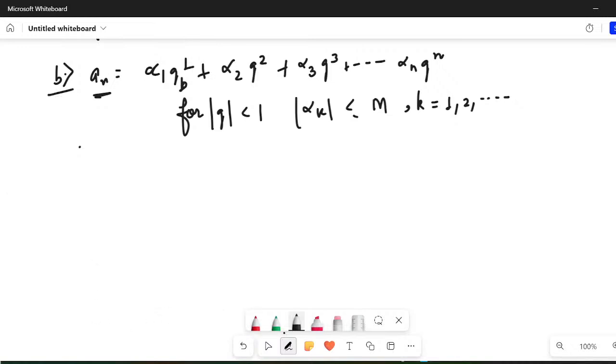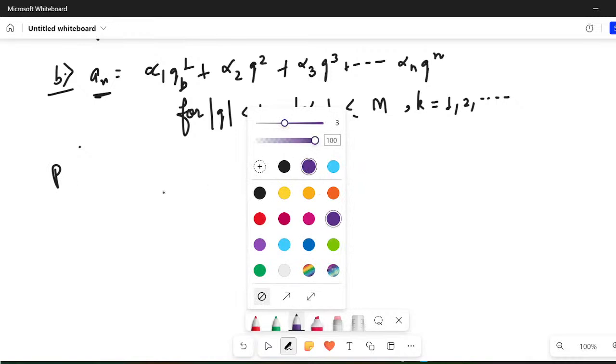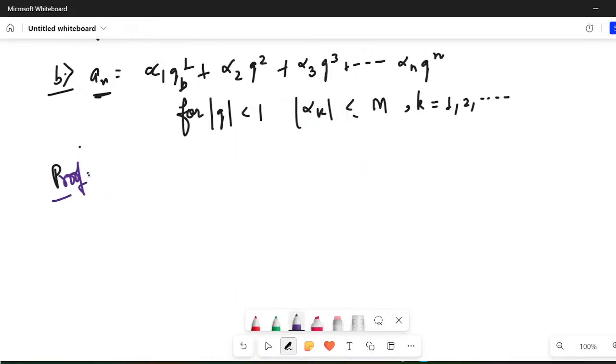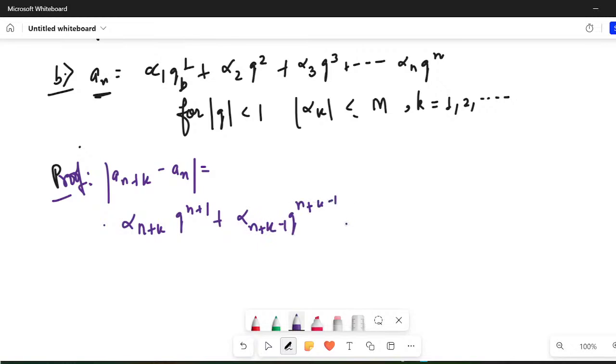And again, I will follow the same approach, and I'll follow it quite quickly so that I can jump onto monotone convergence soon. And what would be the proof for it? In order to prove that this is a Cauchy sequence, all I need to see is an estimate of a n plus k minus a n. If I do so, what would I get? I would get something like this: alpha n plus k times q raised to power n plus k, then alpha n plus k minus 1 times q raised to power n plus k minus 1, and so on, the last term being alpha n plus 1 times q raised to power n plus 1, with modulus.